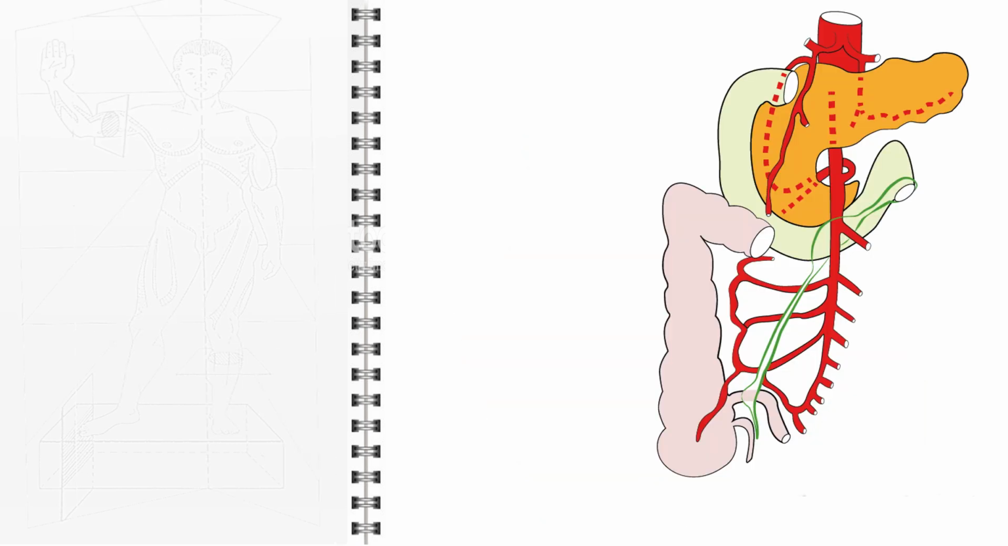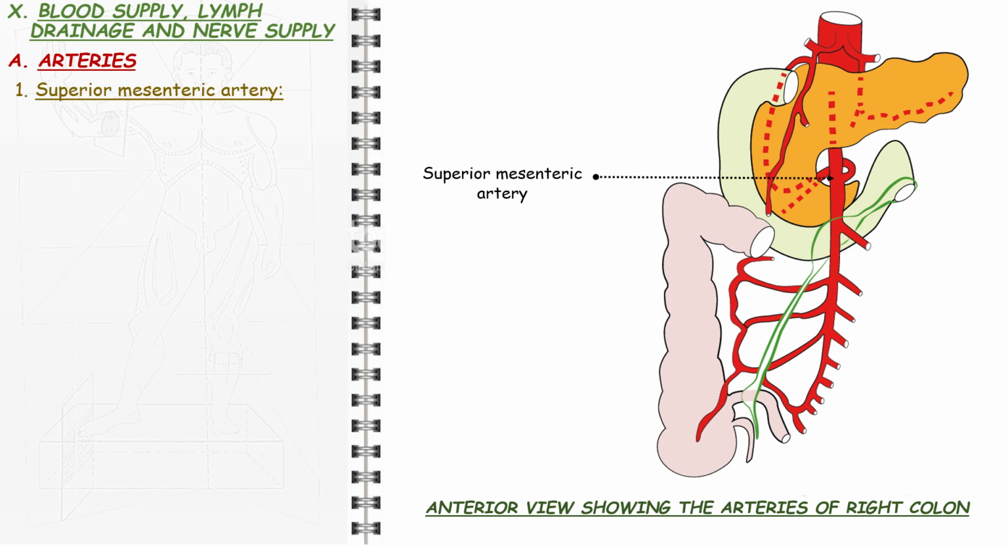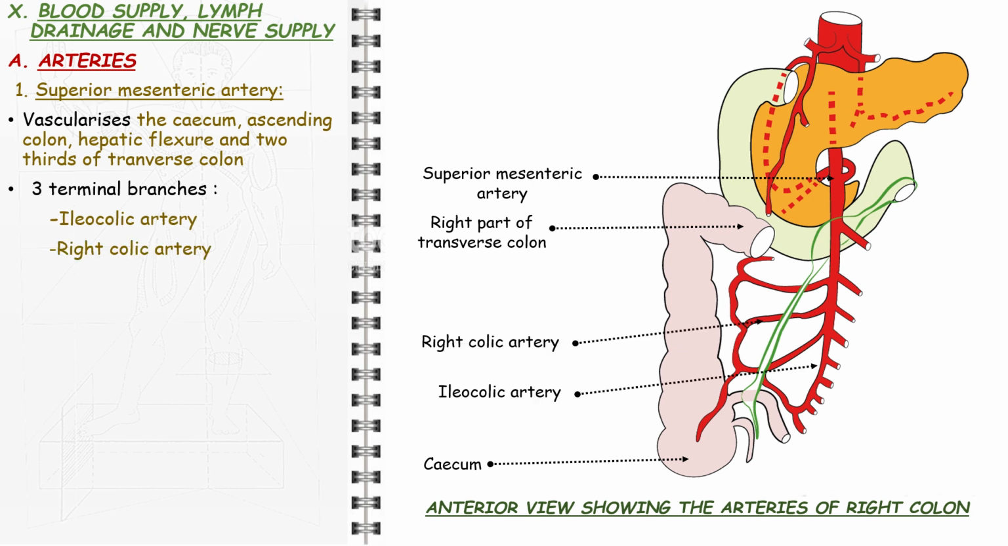The large intestine is supplied by the superior and inferior mesenteric arteries. The superior mesenteric artery supplies the cecum, ascending colon, hepatic flexure and the right two-thirds of the transverse colon through three branches: the ileocolic artery, the middle colic artery and the right colic artery. These arteries can be double or triple.